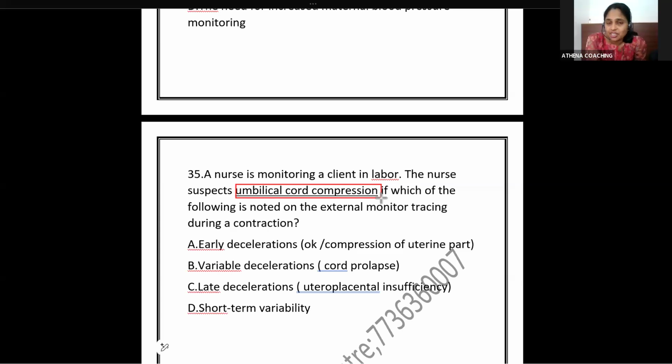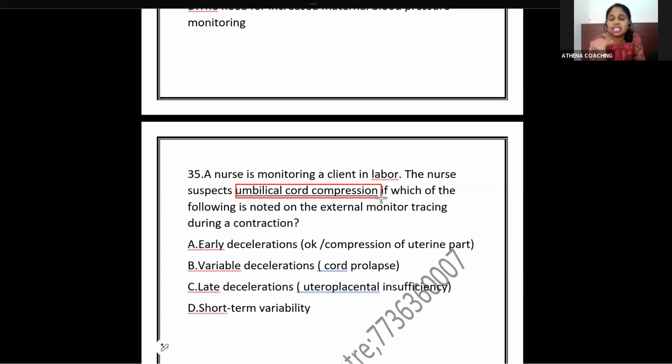And variable deceleration is deceleration of fetal heart rate that happens not only in the contraction, it can even happen in the relaxed mode as well. So that is considered a variable deceleration, a variable degree of deceleration. It is expected not only in contraction but also in relaxation of the uterus. And variable deceleration is indicating umbilical cord prolapse.